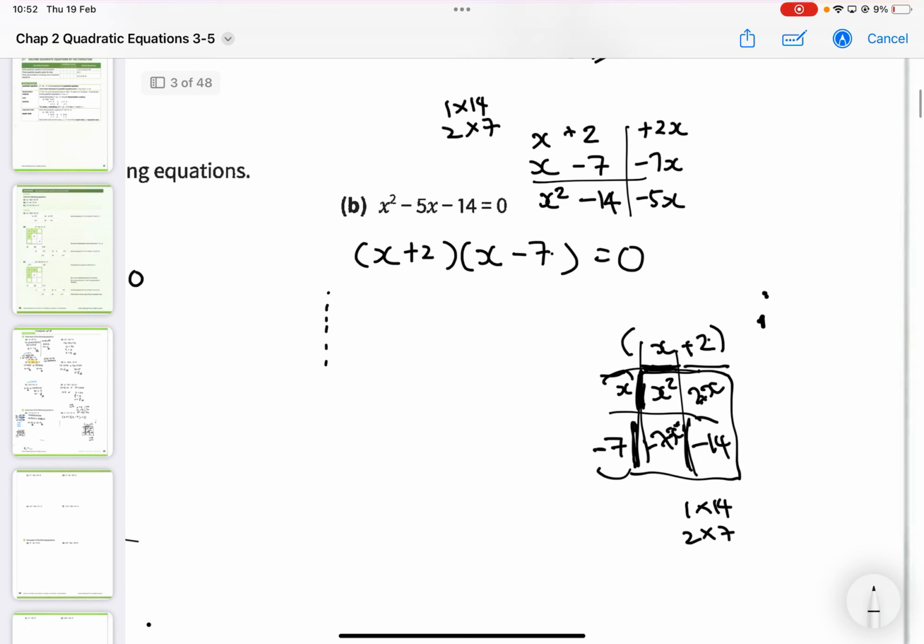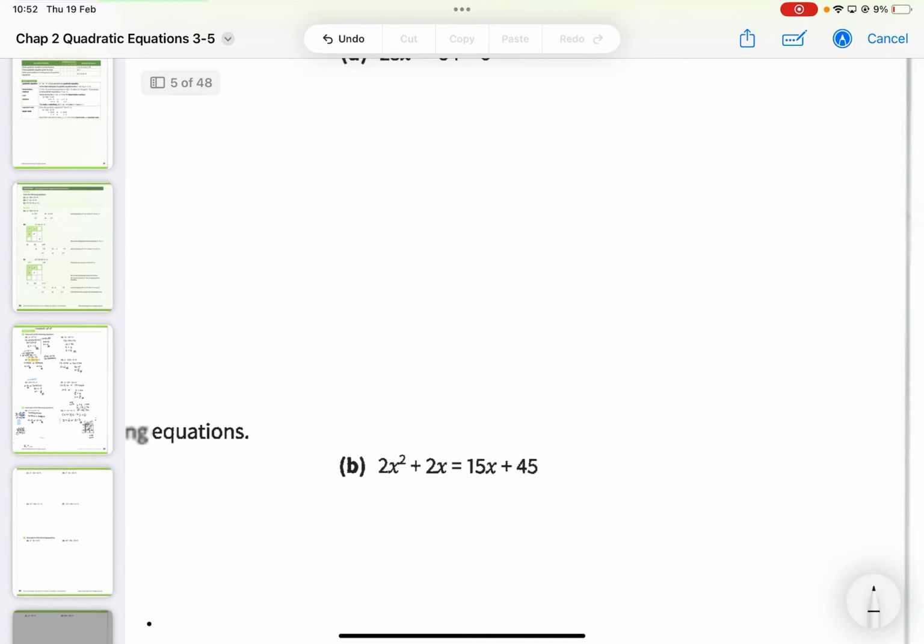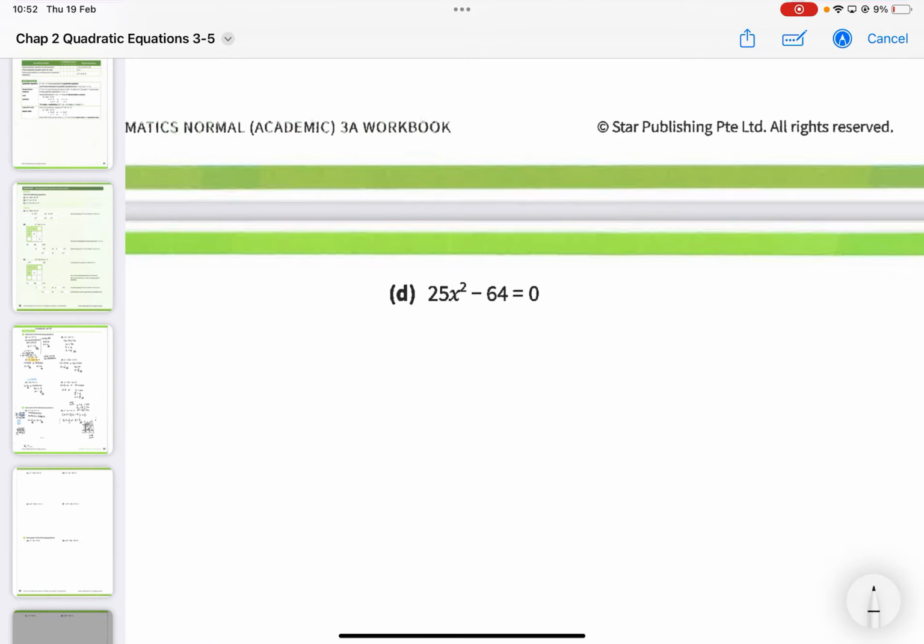What's the answer? The answers are x equals negative 2 or x equals 7. The next one.